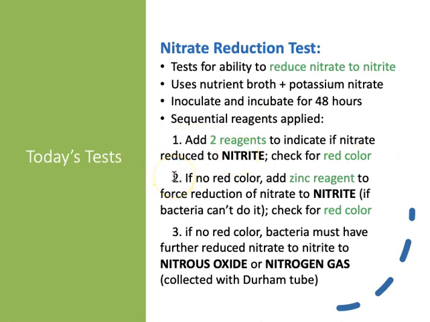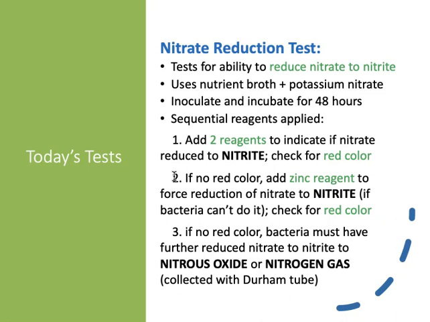Now, sometimes we put in reagent A and B and there is no color change. We're not done yet. At that point, after we add A and B, if there's no red color in the tube, we're going to add another reagent. We're going to add a zinc reagent.